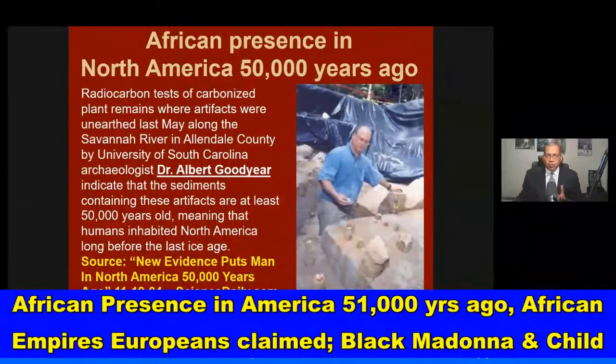So these Africans were the Khoisan, who have the oldest DNA on the planet. They're the short-statured Africans. They go all around the world. They're the ancestors to the Ainu and Atwa, and they were here also. This is Dr. Albert Goodyear. He's a white archaeologist from the University of South Carolina. This article from ScienceDaily.com, November 18, 2004, is entitled New Evidence Puts Man in North America 50,000 Years Ago. This talks about his discovery. ScienceDaily.com has all types of archaeological and scientific discoveries there.